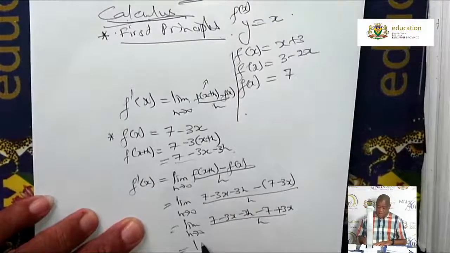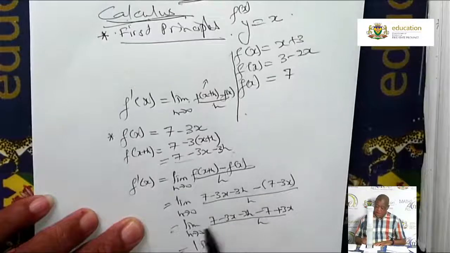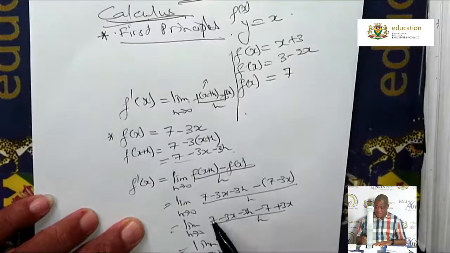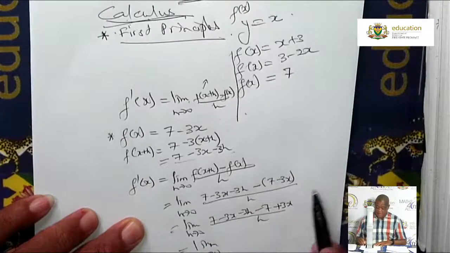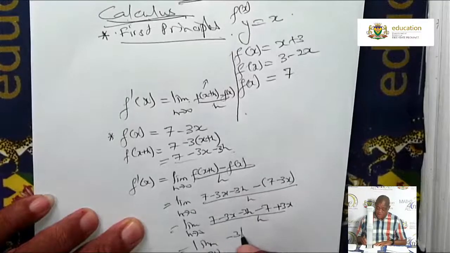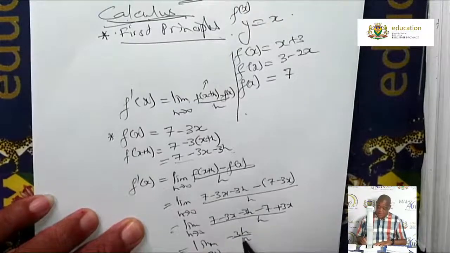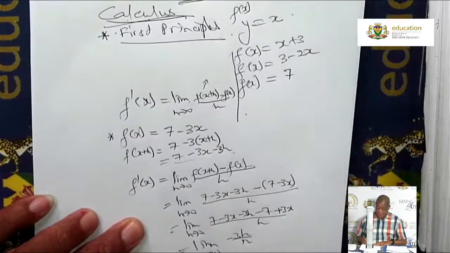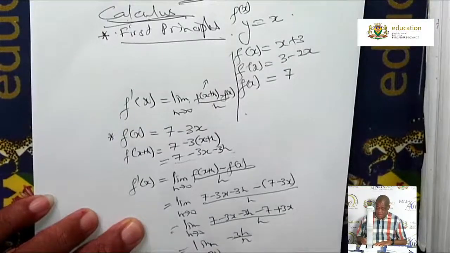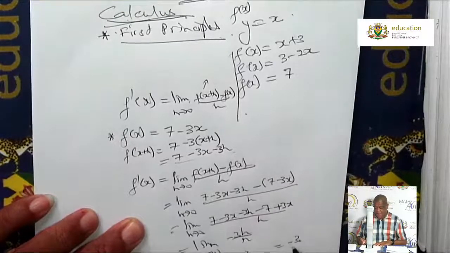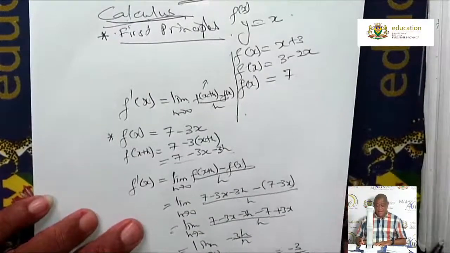Work it out, then you get your limit as h approaches 0. Now you add those: 7 minus 7 is a 0 there, minus 3x plus 3x is a 0. You are only left with minus 3h over h. And the h will cancel the h, and we will be left with the limit as h approaches 0 of just minus 3. And our final answer will just be minus 3.